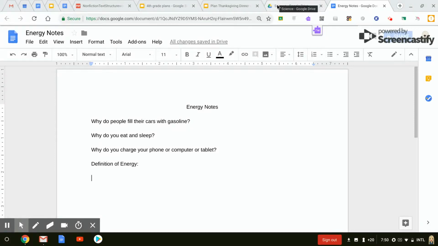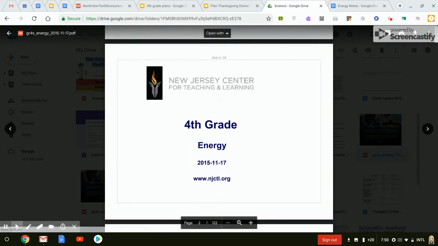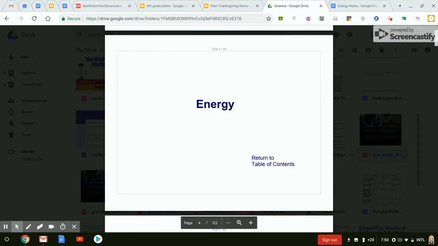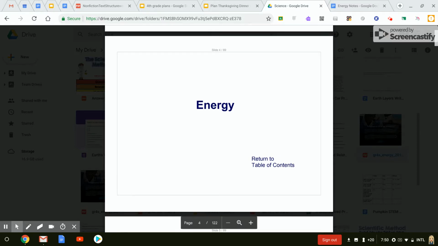All right, we are going to go right on into a new unit in science. This is a unit on energy, and you may already have some background knowledge on energy. You may already kind of have an understanding of what that word is. Today is just an introduction to what energy is, why energy is important for our lives, and we're going to look at a couple of different types of energy.